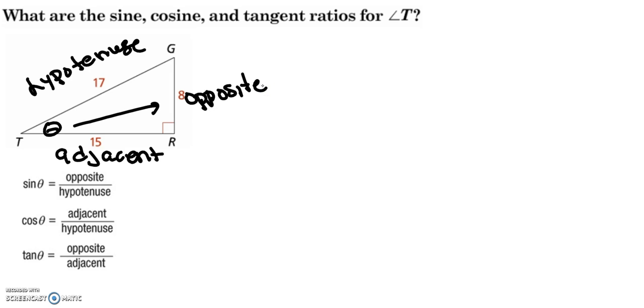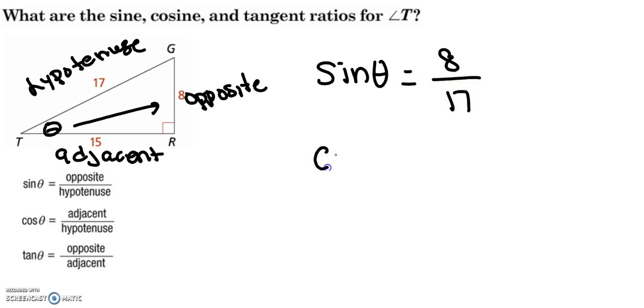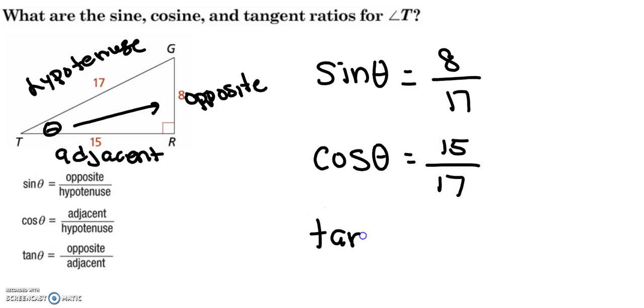So all they want me to do is just fill in the trig ratio. Sine of theta is equal to opposite, which is 8, over hypotenuse, which is 17. Cosine of theta is equal to adjacent over hypotenuse, and tangent of theta is equal to opposite over the adjacent side. So those are just the ratios. I haven't solved for anything yet, but those are just the ratios. That way you know how to solve for them.